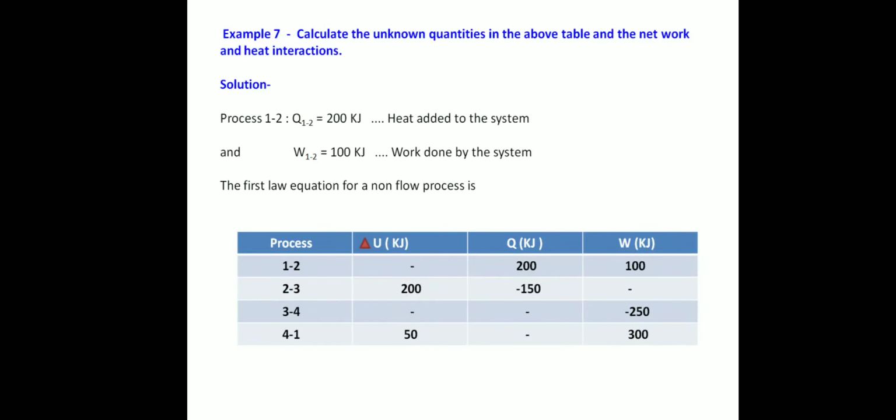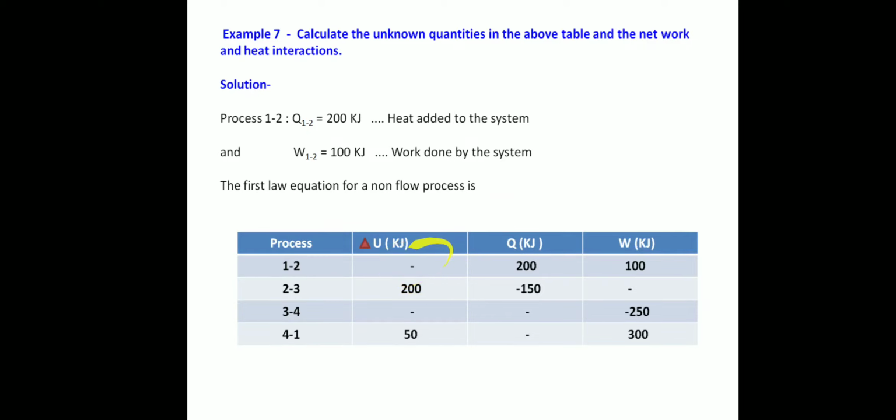Now next example, for the delta U, Q, W calculations. In this example, calculate the unknown quantities in the above table and the net work and heat interactions. So they have given only a table, and the blank space or dash is indicating that we have to calculate these values. For example, in this table, in the 1-2 process, delta U is dash.